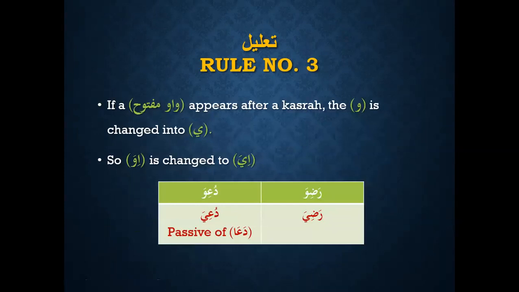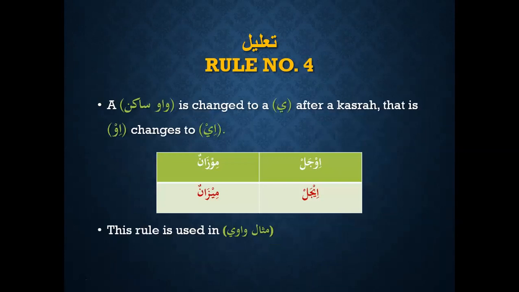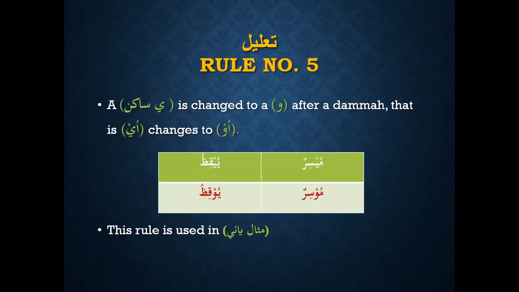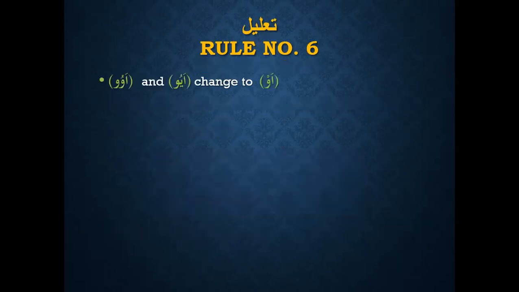And if waw has fatha and it is preceded by a kasra letter, you change that waw into ya: radiwa, radiya, because kasra goes better with ya. So ifjal, you change this waw into ya: ijal, mifzan, mizan. And the reverse is true as well. Muisir: dhamma goes with waw, so musir. Yuqid, just to make it easy.